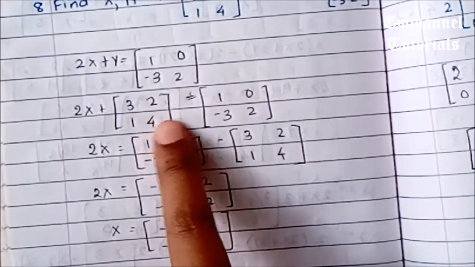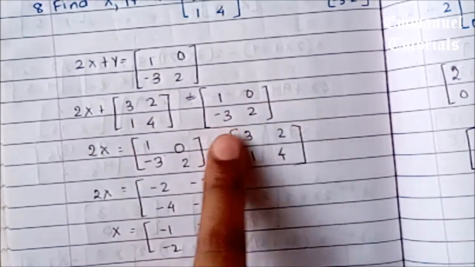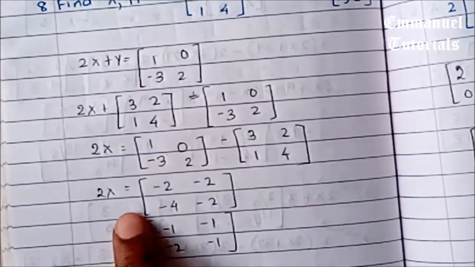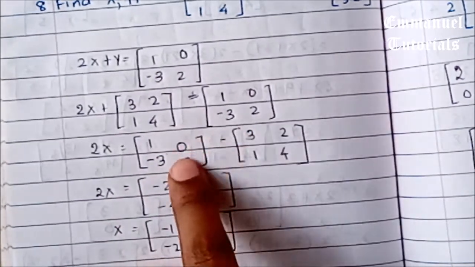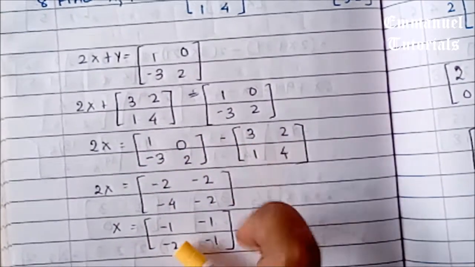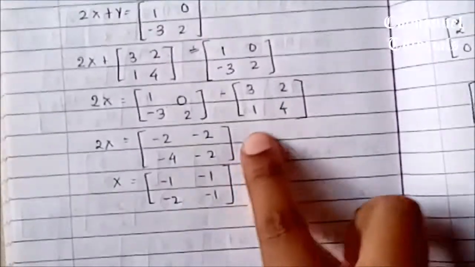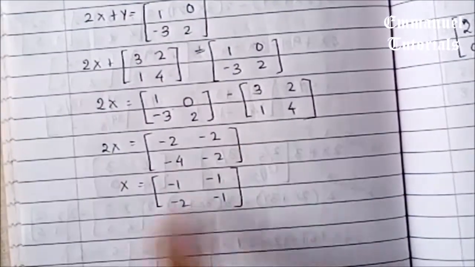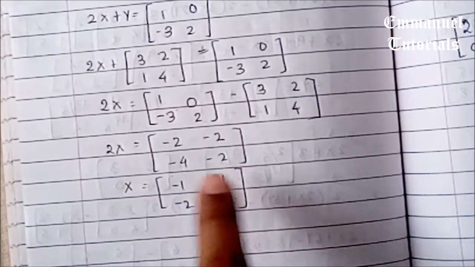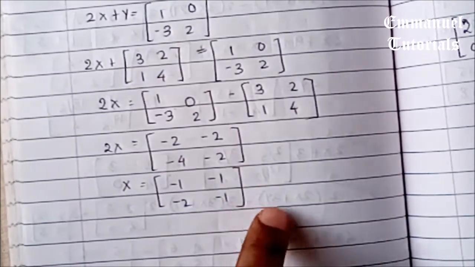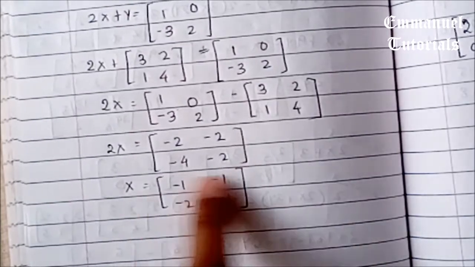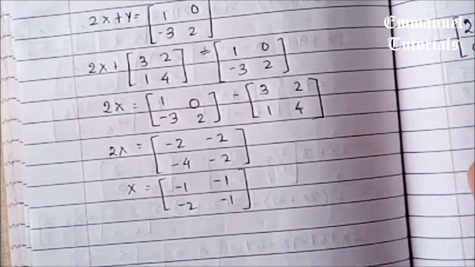So when you substitute the value, you will get such an equation. Now you can bring this matrix to the other side, which will make you subtract it. So 2x is equal to [1, 0, -3, 2] minus [3, 2, 1, 4]. So 2x is equal to [-2, -2, -4, -2]. And x is equal to [-1, -1, -2, -1], because you have divided it by 2.